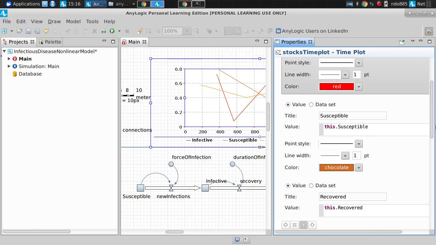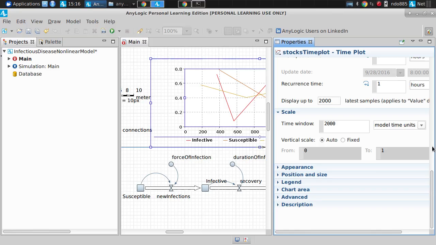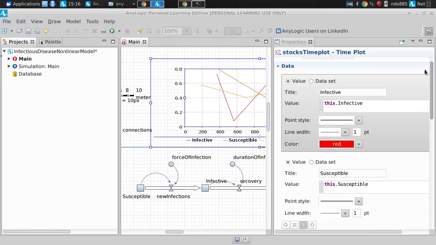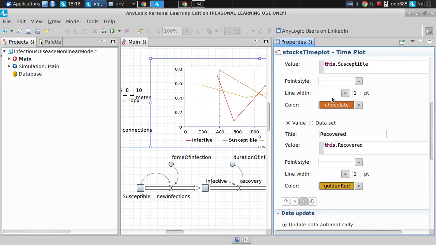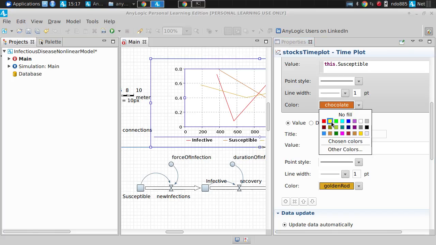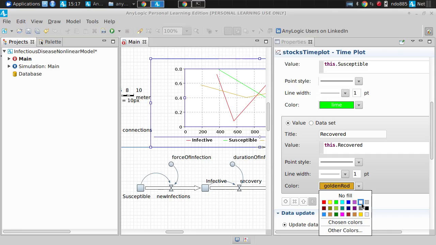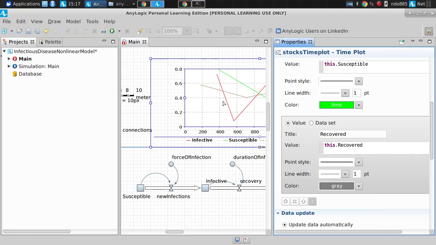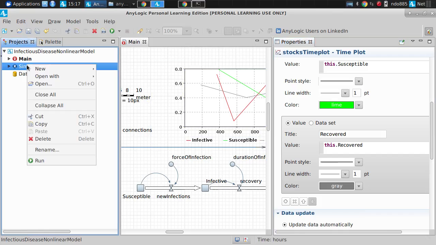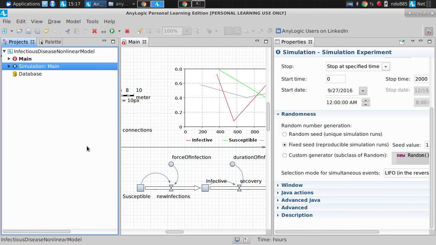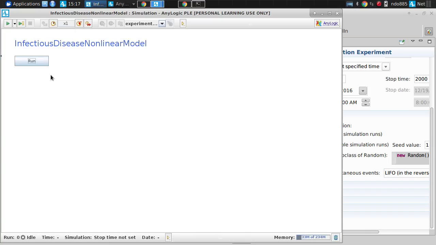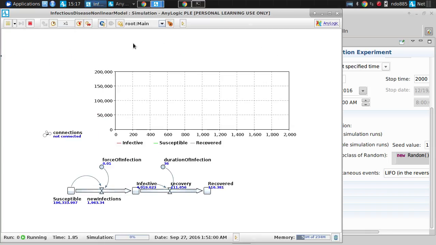How about let's make infective red and susceptible green and recovered gray. What do you think? This is silver, this is gray. There we go. I want it to be very visible. Okay? So red for infective, green for susceptible, gray for recovered. Okay. Ladies and gentlemen, what do you expect to see?